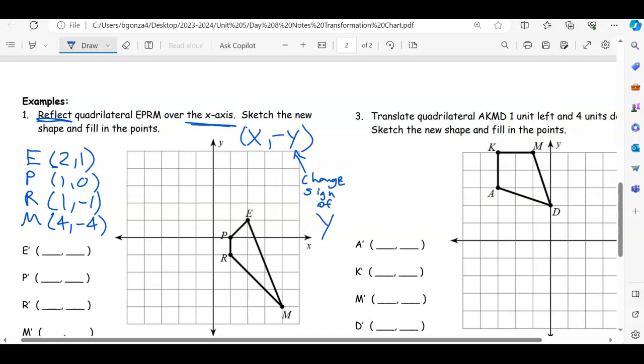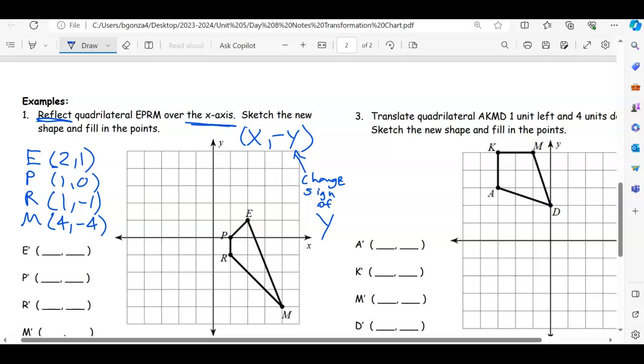Okay, so look at your 4 points. All of these y values, the x values stay the same. The y values have to change. So positive 1 is going to become negative 1. 0, there's no such thing as negative 0. It just stays. That's a weird one. Negative 1 becomes positive 1. Negative 4 becomes positive 1. Okay, so we're going to fill this in.